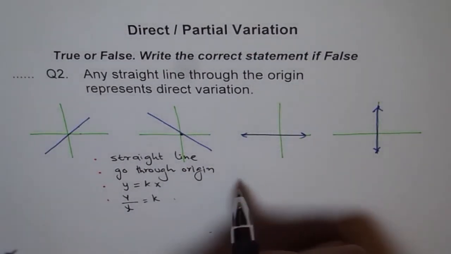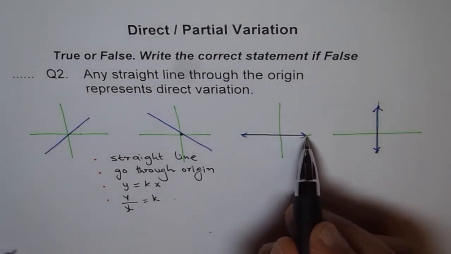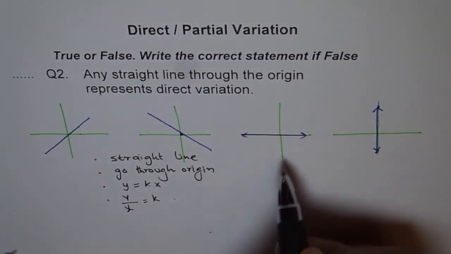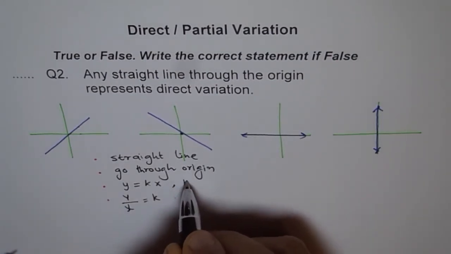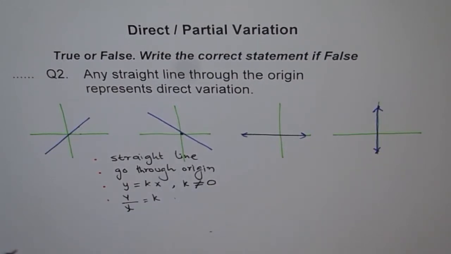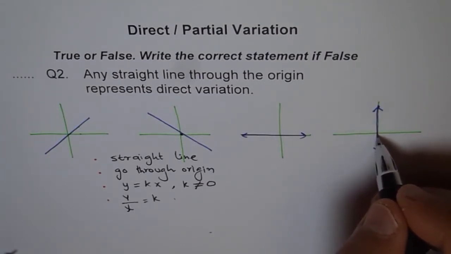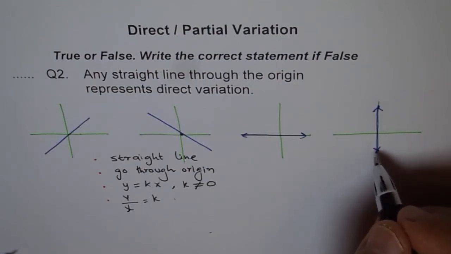Now for this line, what is the k value? As x increases, y really doesn't increase, correct? K value is 0. So this cannot be a direct variation. So here we have a restriction that k is not equal to 0. Okay? And here, what is the problem? Here x is not increasing, but y is increasing. Do you see that? So there is no change in x, but y value is changing. Do you see that? So this is not representative of direct variation.